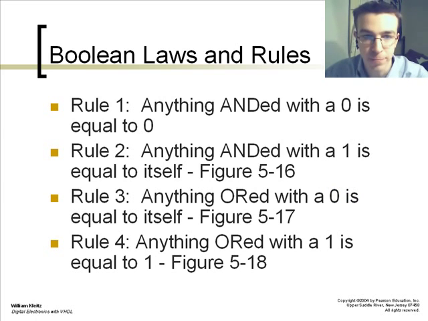The rules for Boolean algebra are as follows. Rule 1: anything ANDed with a 0 is equal to 0. Rule 2: anything ANDed with a 1 is equal to itself. Rule 3: anything ORed with a 0 is equal to itself. And Rule 4: anything ORed with a 1 is equal to 1. There are 10 rules. These are the first 4.